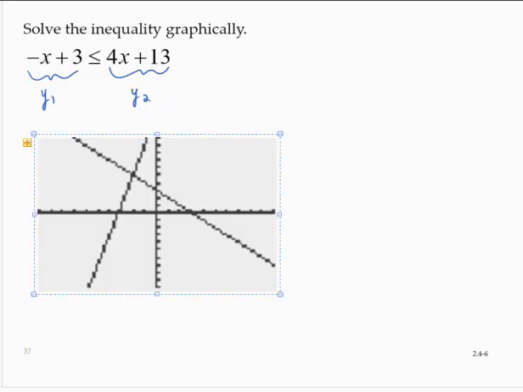So now the y1 is y equals negative x plus 3. So it has a negative slope and a y-intercept of 3. This is the y1 line. And so then the y2 line.